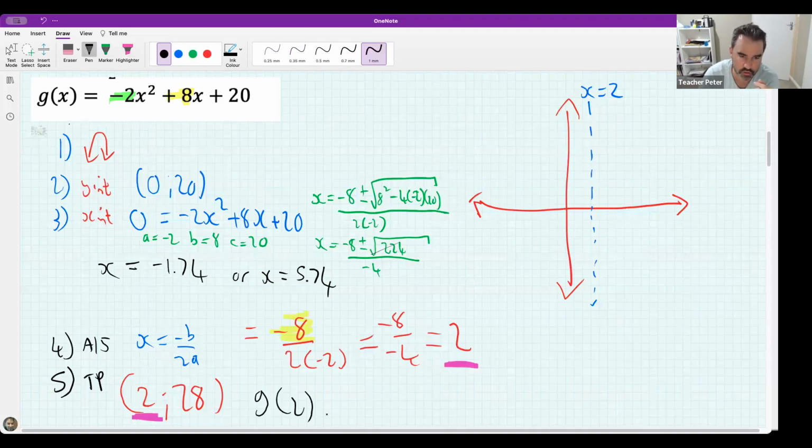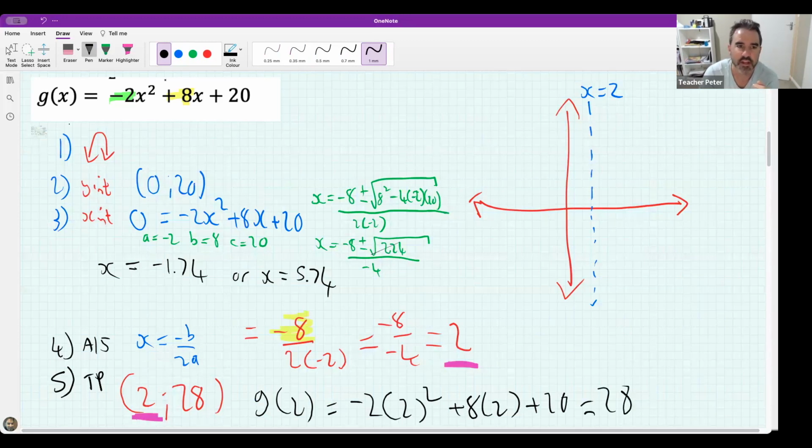So the g of 2, and we get minus 2 times 2 squared plus 8 times 2 plus 20, which gives us 28, and that is the second part of the turning point. Now that turning point would be (2, 28). So let's say it's up here, because let's say that's in line with 28. That's where I would be.